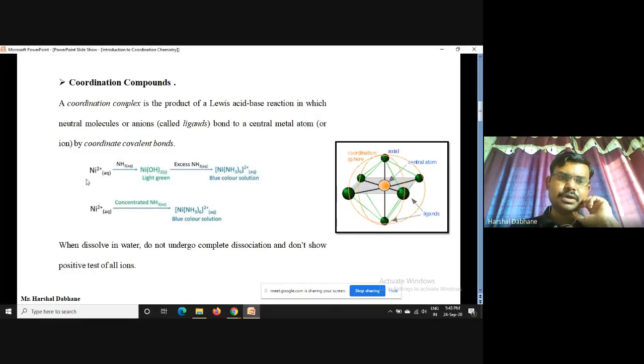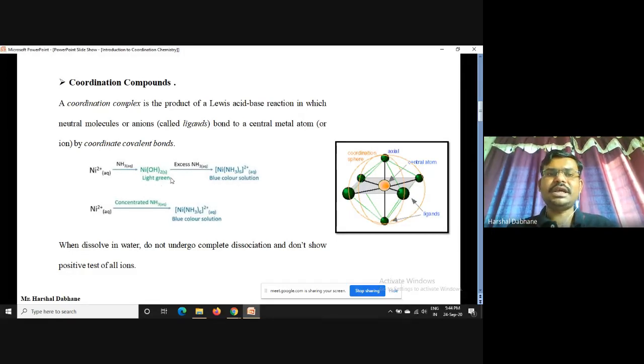Take nickel, present in the dipositive state, and react it with NH3. Here nickel is the Lewis acid, because it provides the vacant orbital. When this nickel solution interacts with ammonia, ammonia acts as the ligand, because it has an electron pair on the nitrogen atom. As we add ammonia solution to the nickel, we first get nickel hydroxide, which has a light green color.